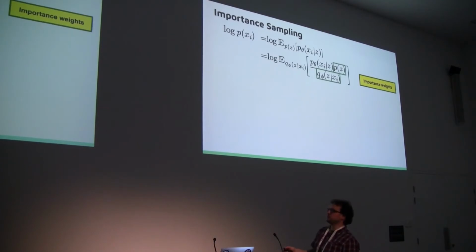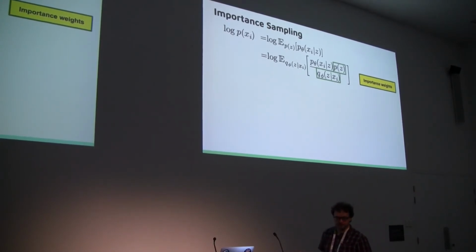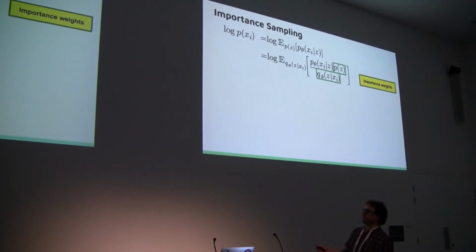Now, we have importance sampling. Importance sampling is a very popular way of approximating these integrals, which consists of introducing some proposal density Q and rewriting the original expectation as an expectation under this proposal. And for this expectation to be correct, you have to introduce these importance weights.